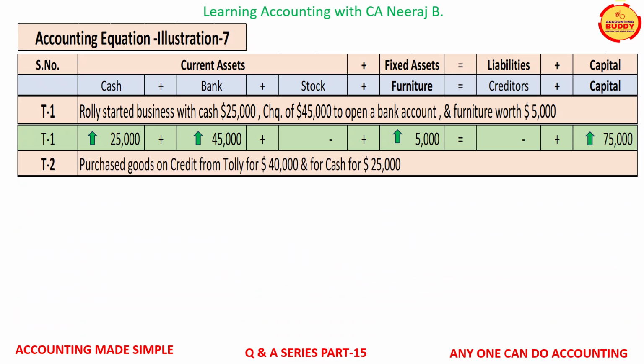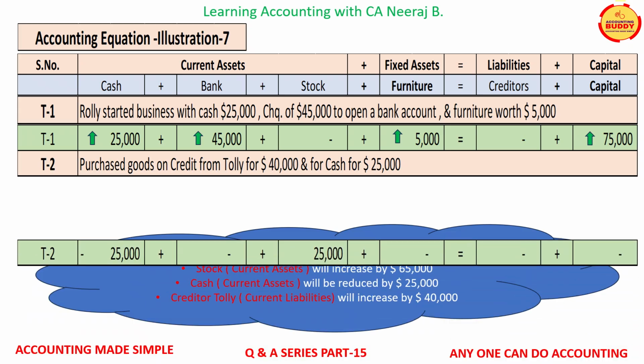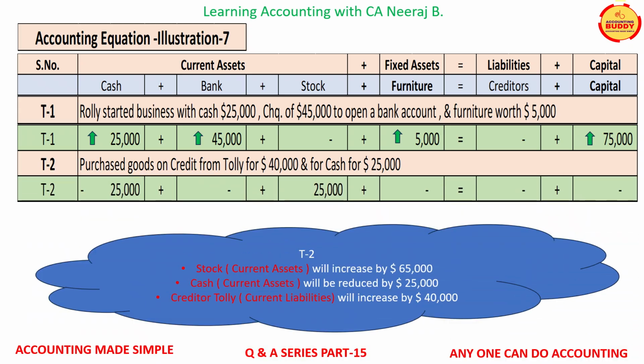The transaction T2 on your screens is Rolly purchased goods on credit from Tolly for $40,000 and for cash $25,000. If we analyze this transaction, three accounts which are getting affected are stock, cash and creditors. For cash purchases, both stock and cash are assets. Therefore, cash purchases will affect only the left hand side of the accounting equation. Stock will increase by $25,000, and since the transaction is settled by cash, cash will be reduced by $25,000.